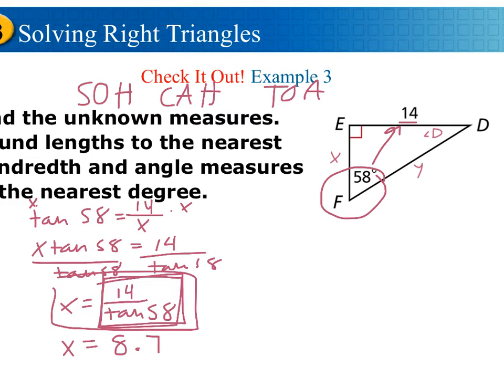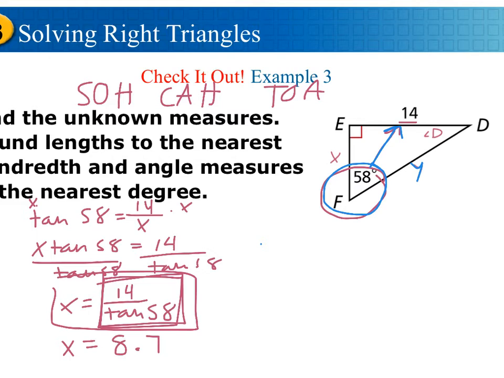What do you want to find next? y. So let's find y next. What can we do to find y? We can still use angle F, so we're trying to find y. Opposite and adjacent: which one involves opposite and adjacent? Well, none of those involve y. So we need something that involves the hypotenuse.